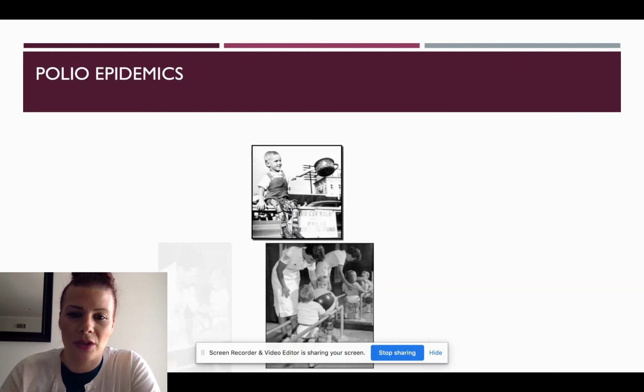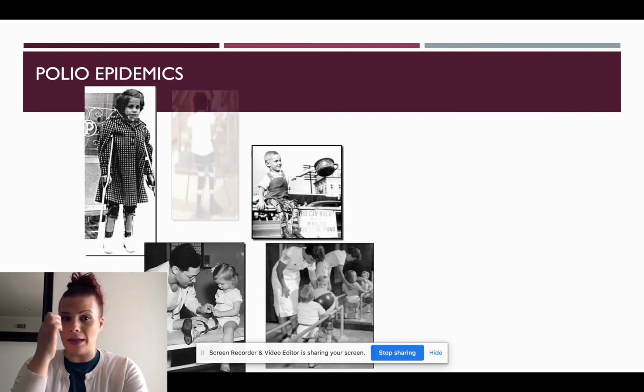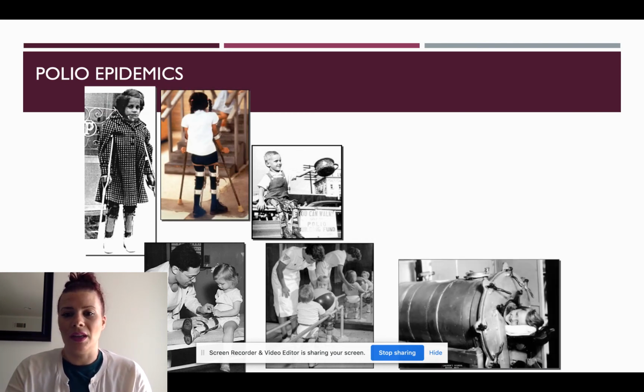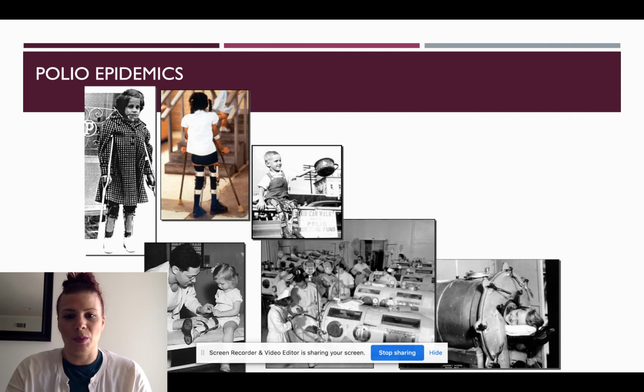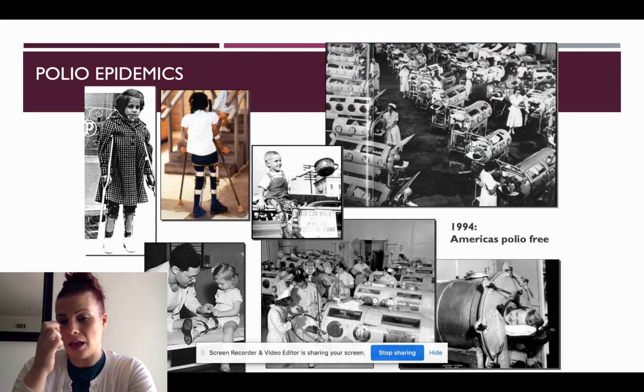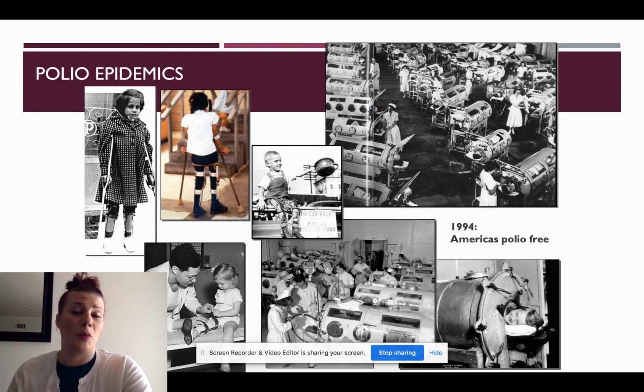So here are some pictures from the polio epidemic, and you can see how it was impacting life and children. And this is a big thing. These were potentially treatment chambers. Those chambers were treatment chambers that they thought would help. By 1994, the Americas were polio free. So that gives you the importance and significance of that vaccine.